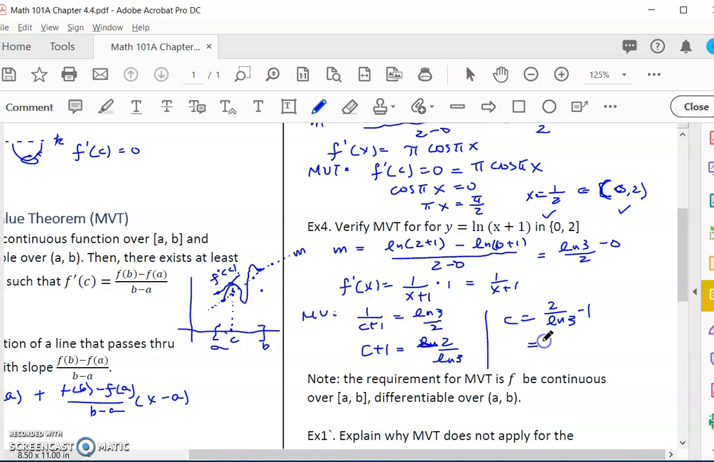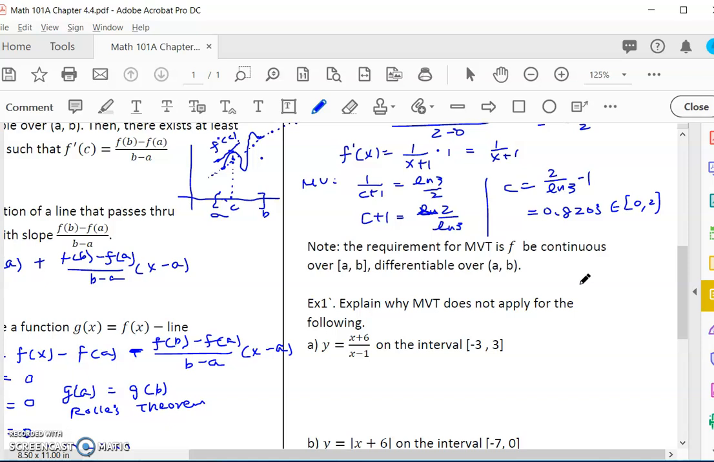So what would it be? If we put it in the calculator, 2 over ln 3, it will be 1 point something minus 1. It's 0.8205. Is it between 0 and 2? It is between 0 and 2. So MVT, mean value theorem, applies.